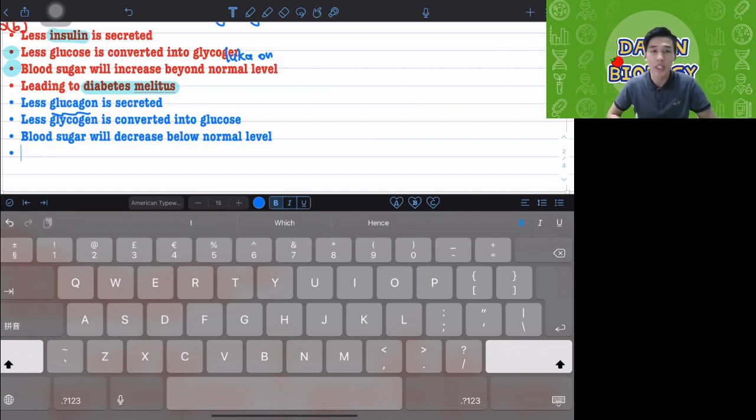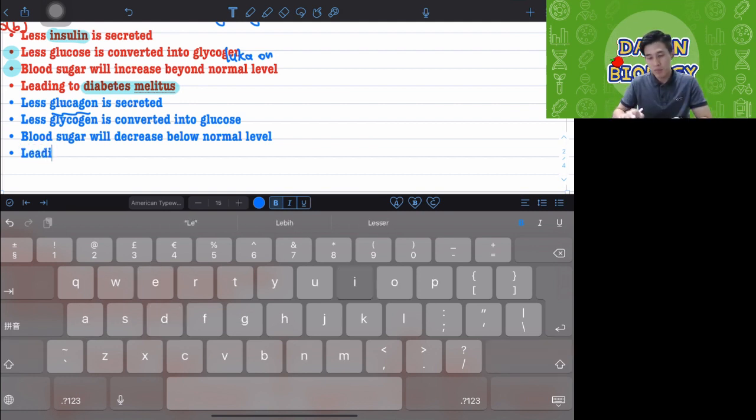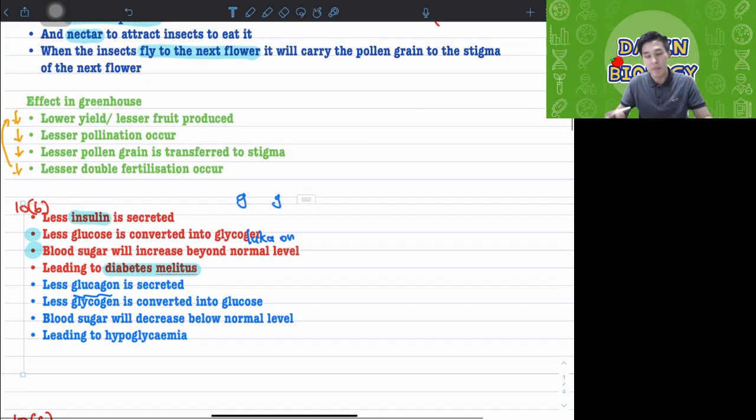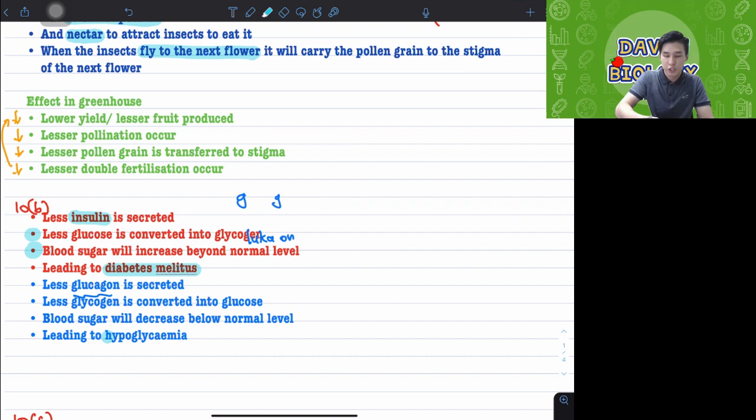Yeah, glucagon helps you to increase blood sugar by converting glycogen back to glucose. So if you don't have glucagon, you cannot increase your blood sugar, it will remain low. So this problem is called hypoglycemia, meaning low blood sugar. So that's how I get the 8 marks over here.